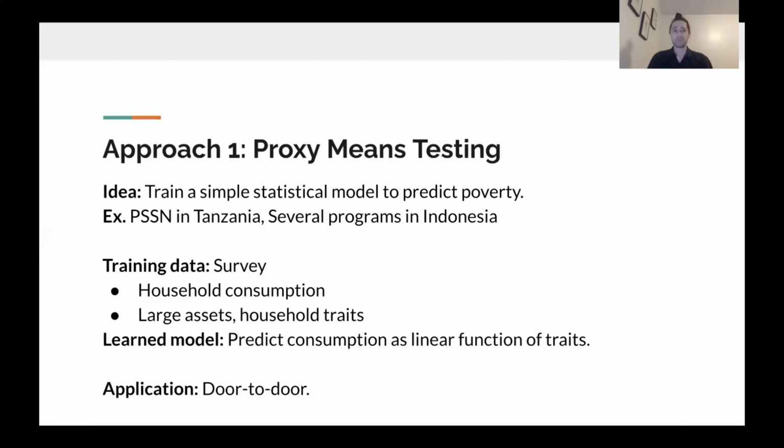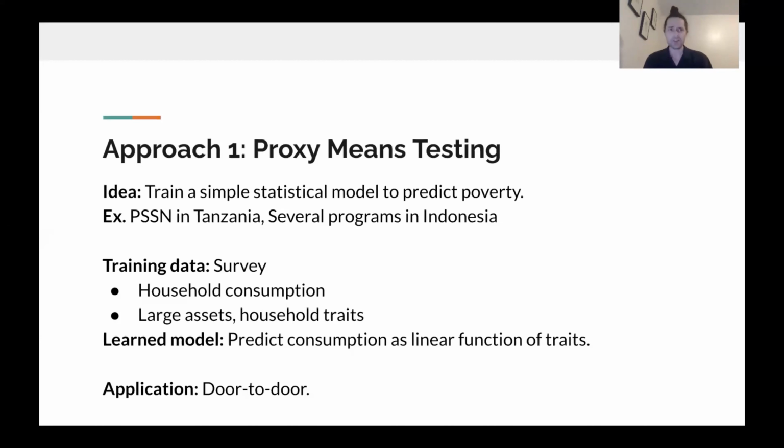A proxy means test has two stages. The first stage is the training stage, and the second is the application stage. In the training stage, you gather all of your data, and your data is going to come from a survey. So you ask lots of households sampled from your population, how much money do they spend on things? Those that spend very little money probably are poorer.